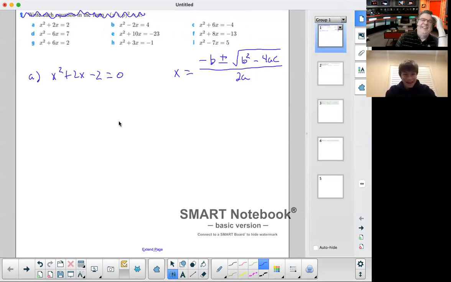Okay, so looking at this, first of all, the equation has to be equal to 0. Up here for a, it started not equal to 0, so I moved the 2 over. Can you see everything? Okay. So make sure that everything's on one side and it's equal to 0. Second, are you able to tell me what a, b, and c are equal to right now in this quadratic? A is equal to 1. B is equal to 2. And c is equal to negative 2.